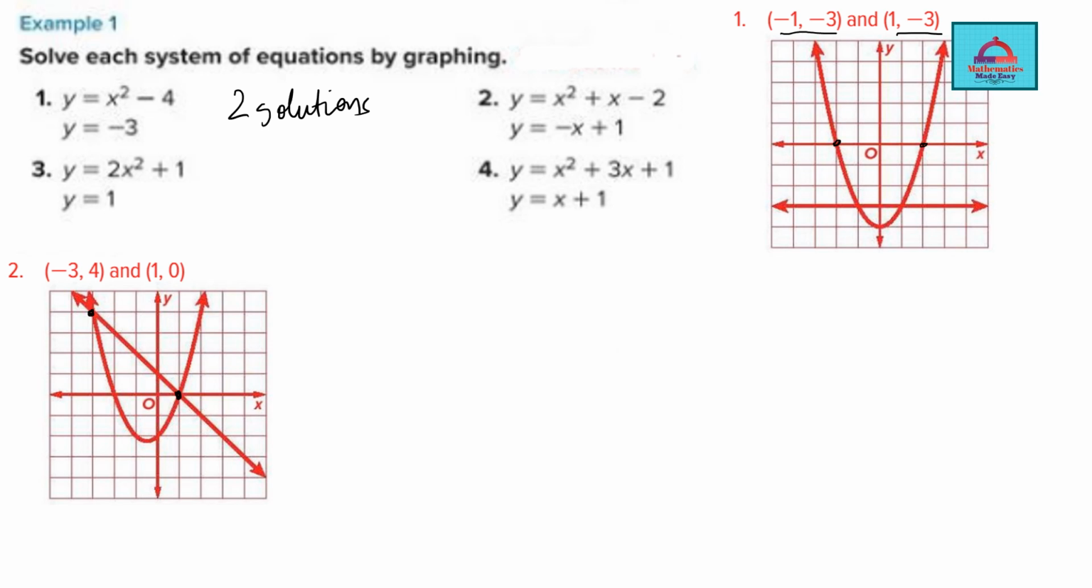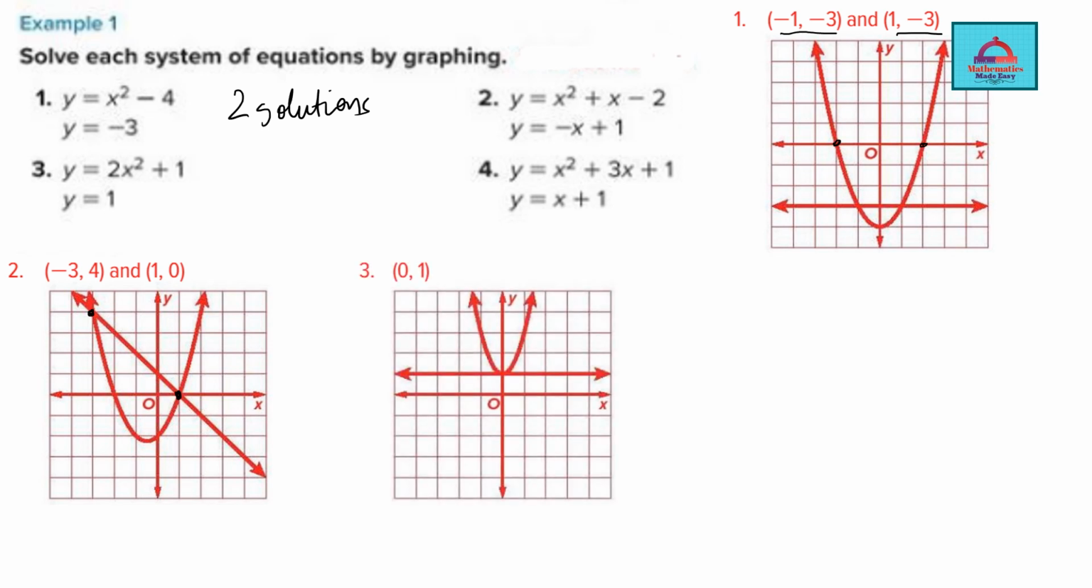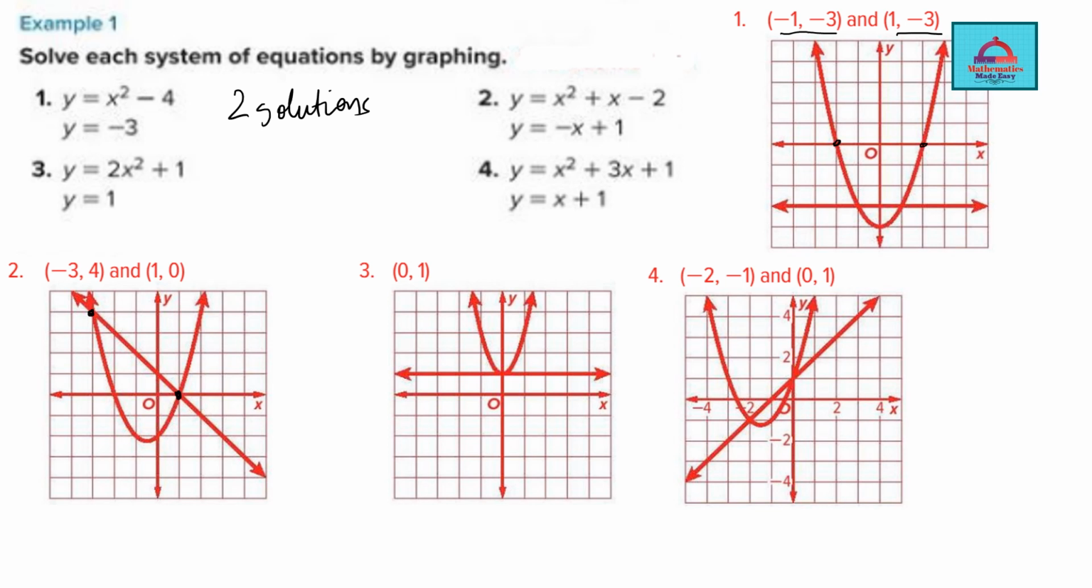So first you draw the parabola, then the equation of the line. Question 3, only one solution, 0 comma 1. So it's a double root. And question 4, you see the two roots as -2 comma -1 and 0 comma 1. So check your answer by graphing.